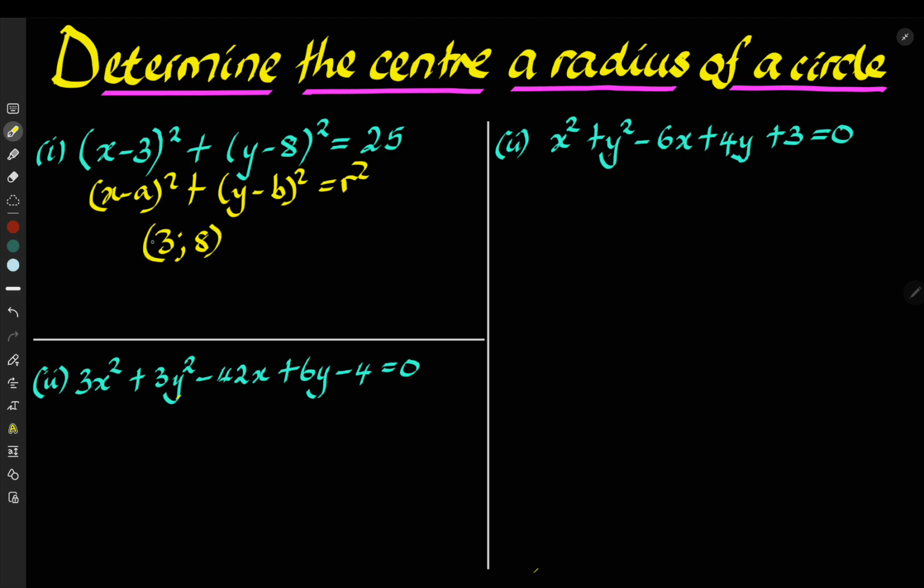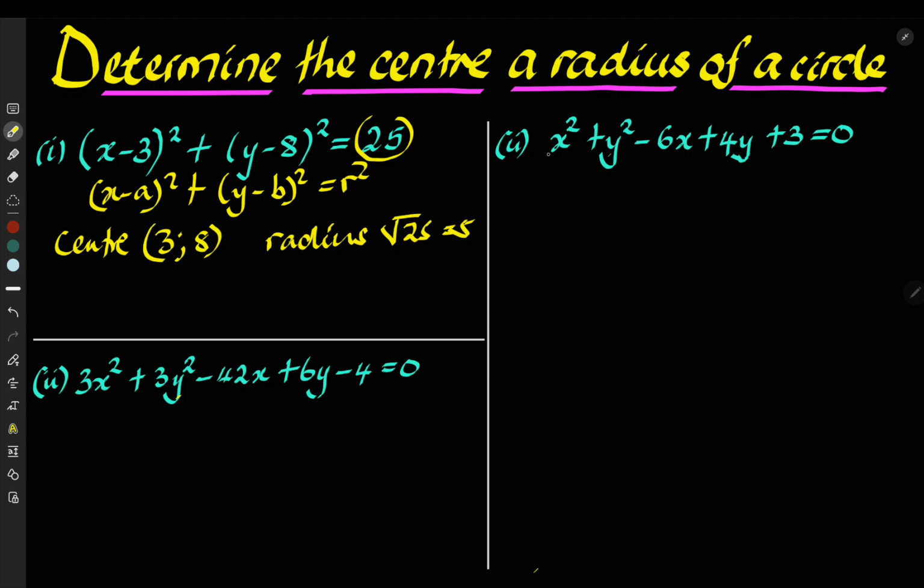And also the radius. The radius will just be equal to the square root of 25, and in this case, that will be 5, because remember, this is always r squared. So that is 5. Now, in the next question, we are given the expanded format.